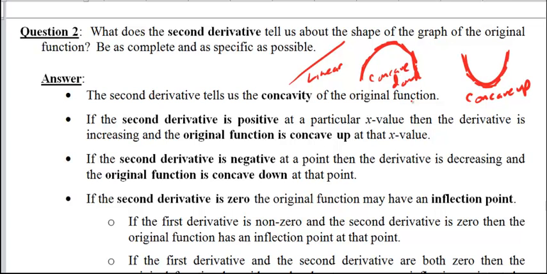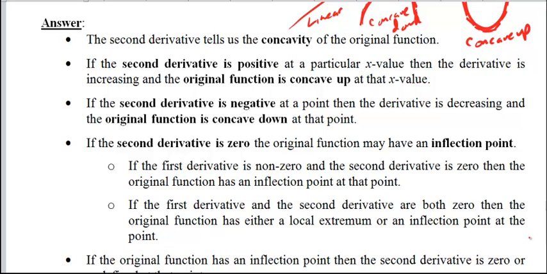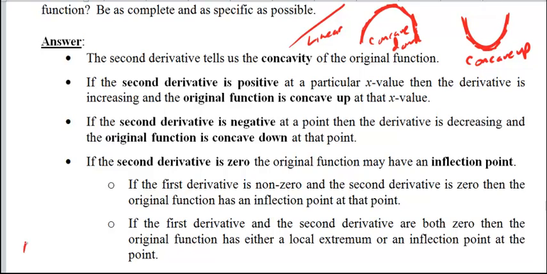If the second derivative is 0, we might have an inflection point in the original function. So if the first derivative is non-zero and the second derivative is 0, then the original function has an inflection point. An inflection point, remember, is where it changes concavity. So it goes from concave down to up, or it goes from up to down, where we have a point of inflection there. So an inflection point or point of inflection.